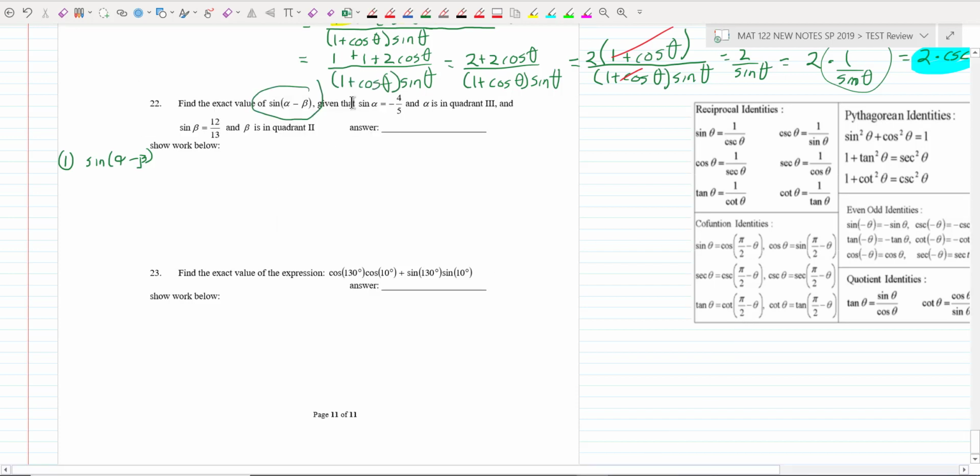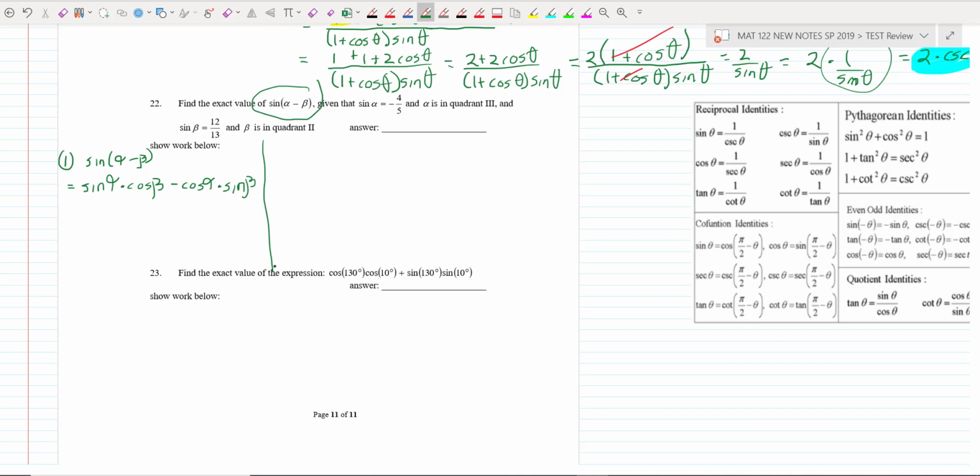Okay, so let's go ahead and get this one done. So what I would do is I would start off by just writing down this identity. So this is going to be equal to sine alpha times cosine beta, same sign, cosine alpha times sine beta. Now ultimately that's how we have to do this problem. We have to know what the sine alpha is, cosine beta, cosine alpha, and sine beta.